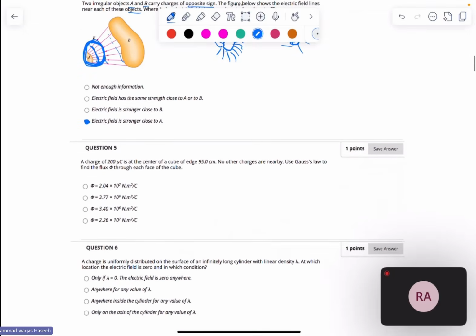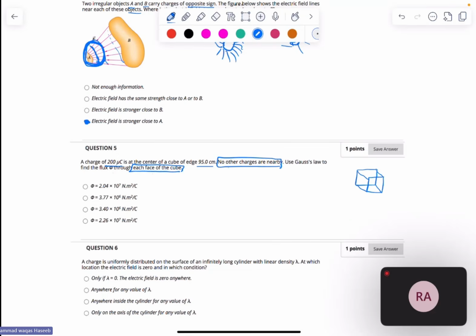Okay, next question number 5. A charge of 200 microcoulomb is at the center of a cube with edges 90 centimeter. No other charges are nearby. Use the Gauss law to find the flux through each face of the cube. So you have a cube like this. Okay. This is a cube.